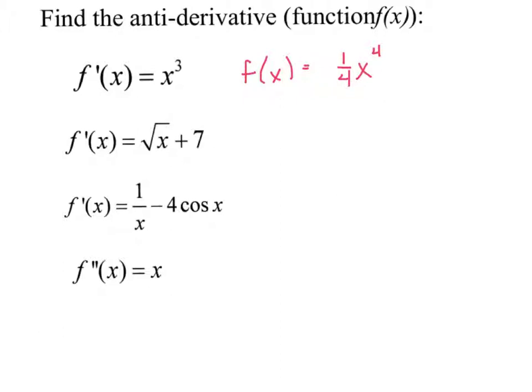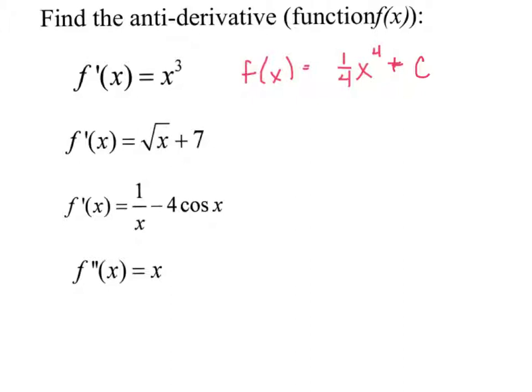Okay, and just verify, if I was finding the derivative of this, I'd bring the 4 out front. 1/4 multiplied by 4 is 1. I drop the power, and that would bring me to x cubed. And of course, we've got to remember to put a plus c because there could have been a constant that we lost when we found the derivative.